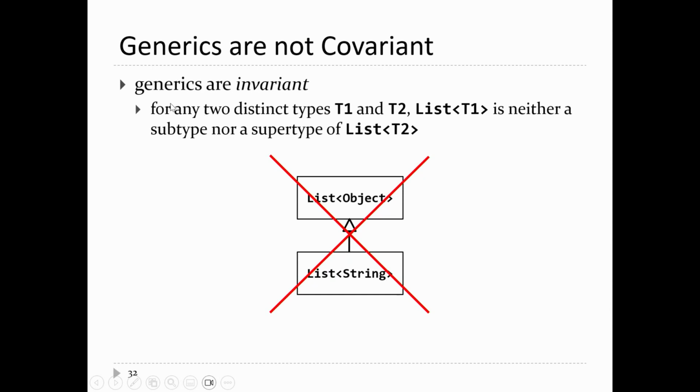Okay, so generics in Java are invariant. Arrays are covariant, generics are invariant. So if I have two distinct types, T1 and T2, and I have some generic class like List, then there's no relationship between a List of type T1 and a List of type T2. There's no relationship whatsoever between these two, other than they're both Lists. There's no inheritance relationship, there's no association relationship, there's no dependency relationship, et cetera. There's no relationship at all between these two types.